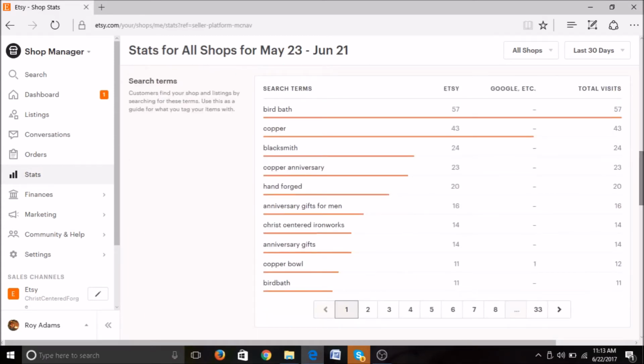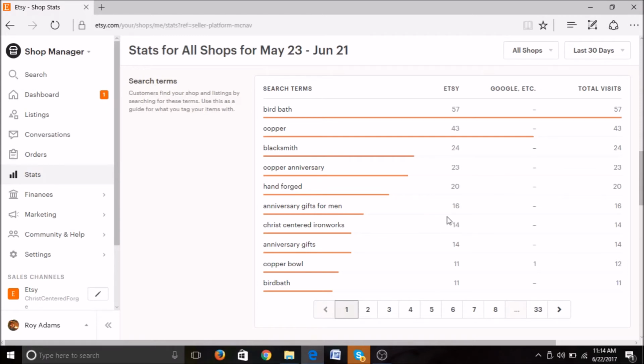Underneath that, it's going to show you your popular search terms. These are across all of your shop and your listings where somebody typed in these search terms and then started browsing through your listings. The first one I have up there is bird bath. It has the highest amount, with 57 coming in at Etsy. And then copper had 43 of the views, blacksmith 24, followed by copper anniversary, hand forged, anniversary gifts for men, and even our name, Chrysler Ironworks.